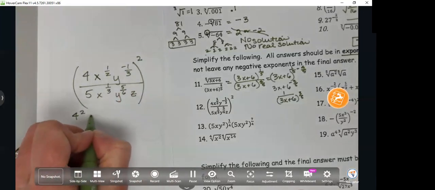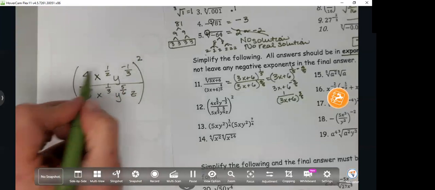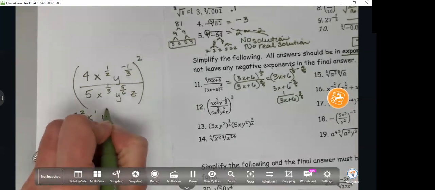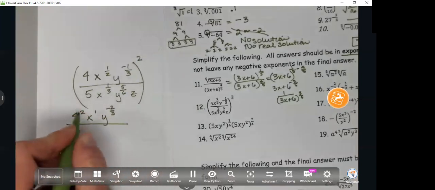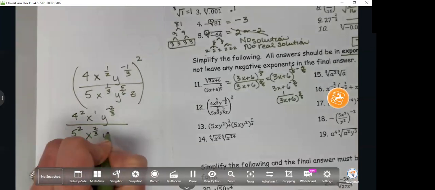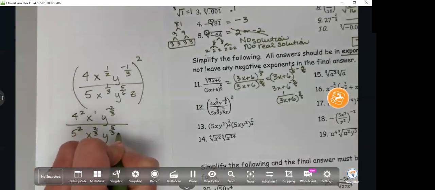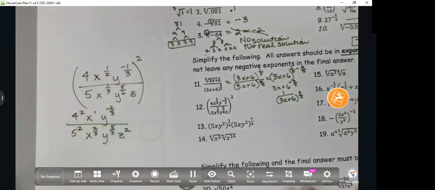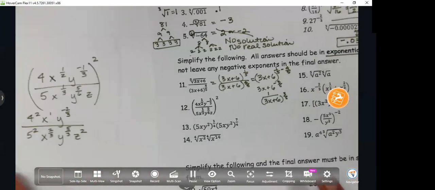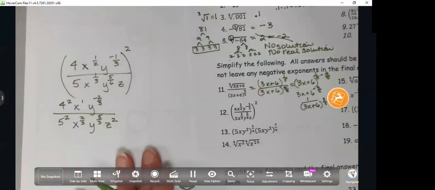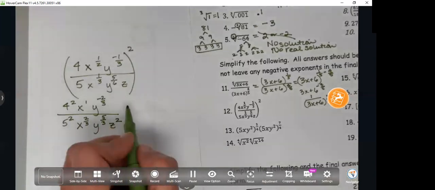So I'm going to get 4 squared. 1/2 times 2 is 1. So you can just put 1. y to the negative 2/3 over 5 squared, x to the 2/3, y to the 5/3, z squared. 5/6 times 2 is going to give you 5/3. Now at this point, I've got x's and y's all up and down, so I can't have that. I need to have either x's on the top or x on the bottom.